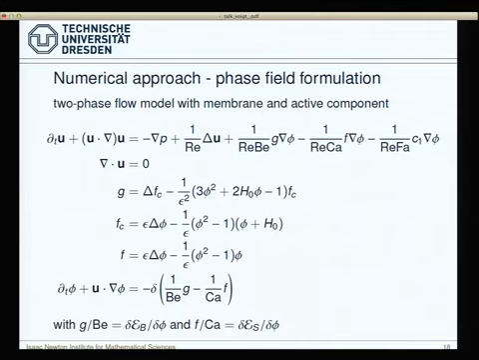And then I have this additional active driving part, which was proportional to the concentration C1 and acting in the normal direction again, represented here by the gradient term. I have the incompressibility, and here I have written out what the variational derivatives are.